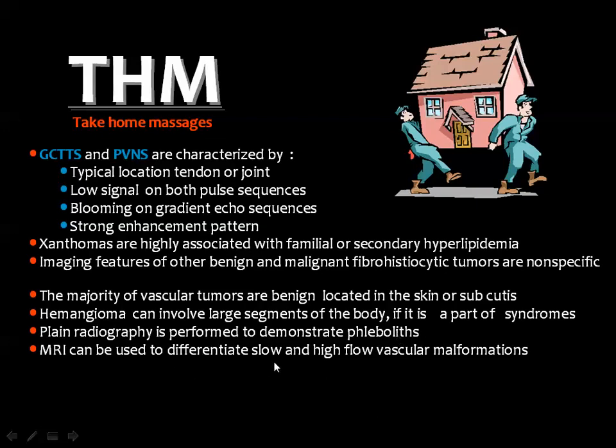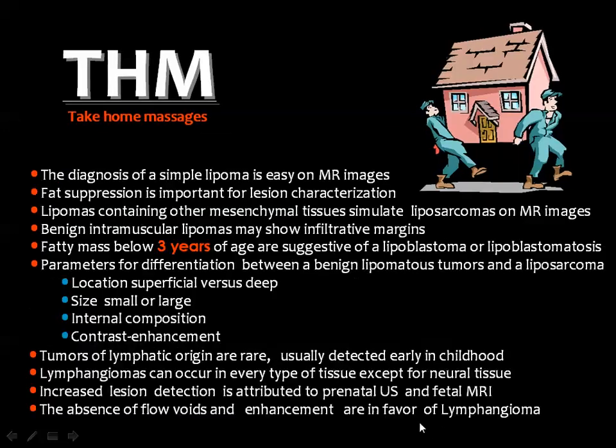MRI can be used to differentiate slow and high flow vascular malformations, and this also can be differentiated by Doppler ultrasound. The diagnosis of lipoma is very simple on MRI imaging if it has the classic features. Fat suppression technique is also very helpful in differentiating lipoma from other fat-containing tumors. Lipomas containing other mesenchymal tissues can simulate liposarcoma on MRI. Benign intramuscular lipoma may show infiltrating margins.